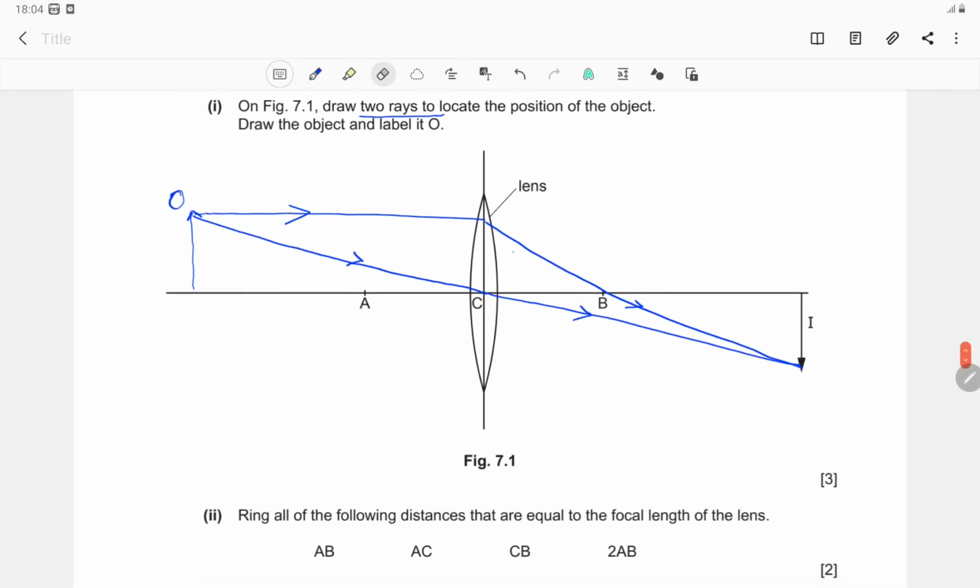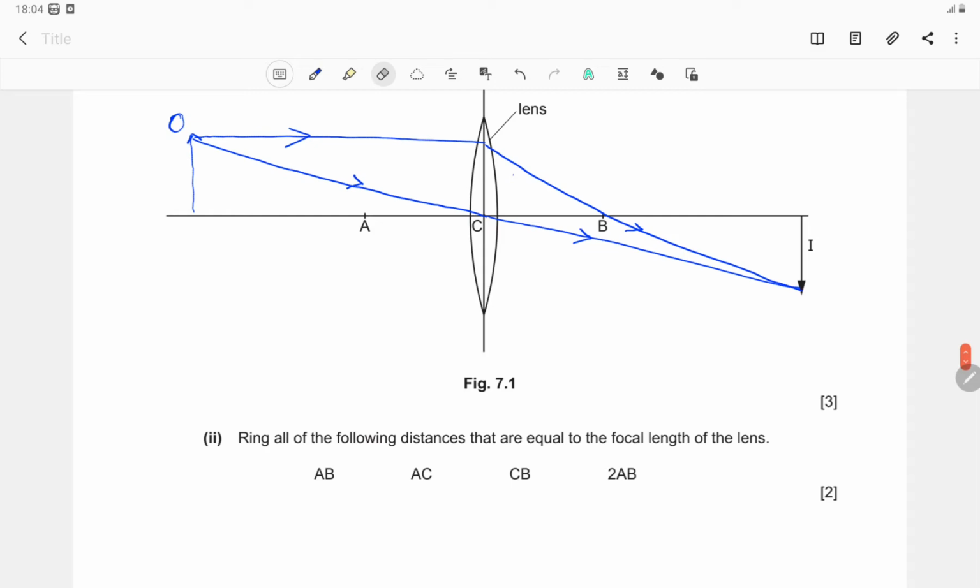Now let's go to the next part. Ring all the following distances that are equal to the focal length of the lens. So in the question it's already mentioned B and A are principal focus. So the distance from the center of the lens to B and to A represent focal length. And it is nothing but AC here, and here it represents the length of CB. So here you have to circle these two lengths. That is AC and CB must be representing focal length. Focal length is nothing but the distance from the center of the lens to the principal focus.